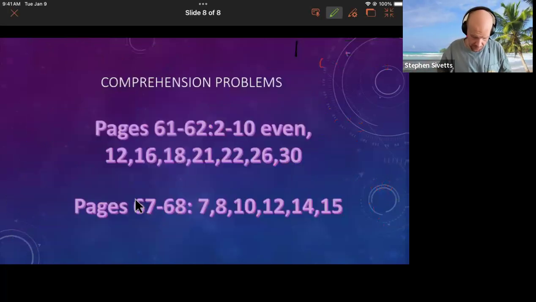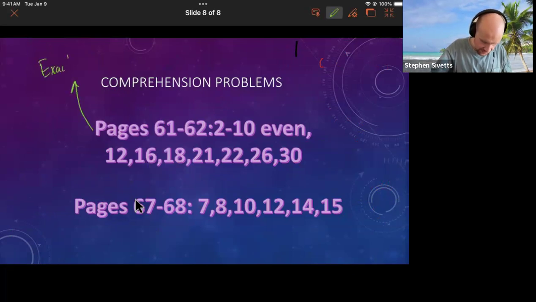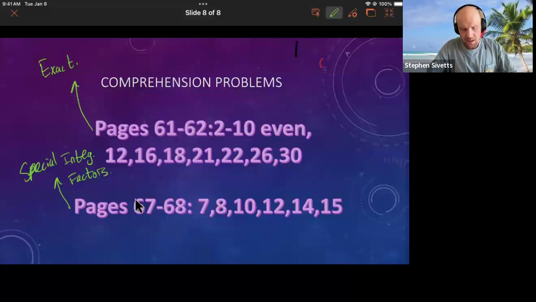Okay, so here are some problems for you to work with if I haven't gone over that slide many times. So this deals with exact equations, and this is some problems that deal with special integrating factors, right? But that's basically it for first order differential equations.